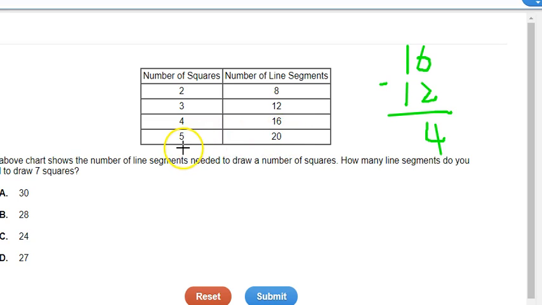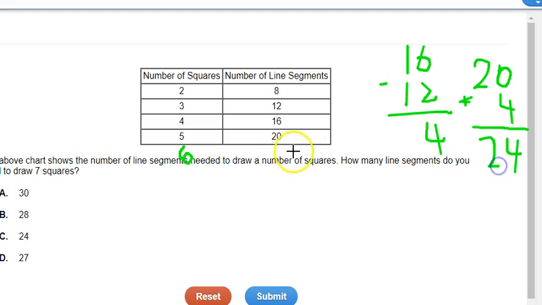So number 6, if I were to add on to this chart, the number 6, what is 20 plus 4? 0 plus 4 is 4. 2 plus nothing is 2, so that is 24 for number 6.